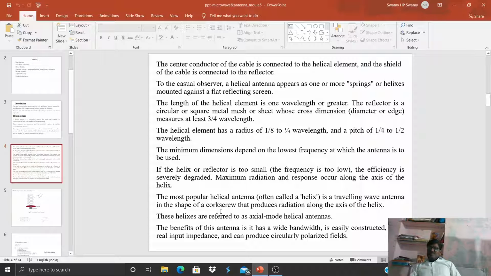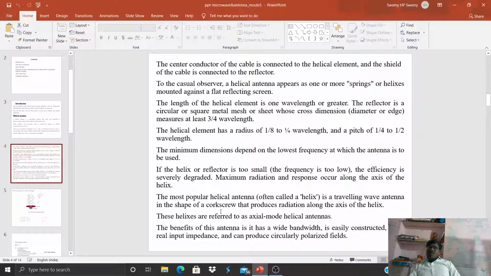Maximum radiation and response occurs along the axis of the helix. In a helical antenna, radiation takes place along the axis of the helix. The most popular helical antenna is also called a helix. It is a traveling wave antenna in the shape of a corkscrew. This corkscrew produces radiation along the axis of the helix.